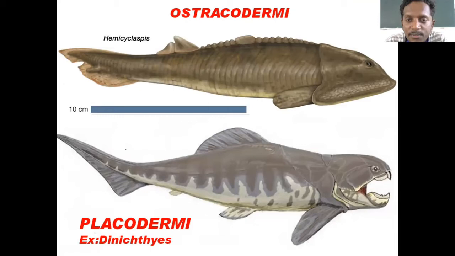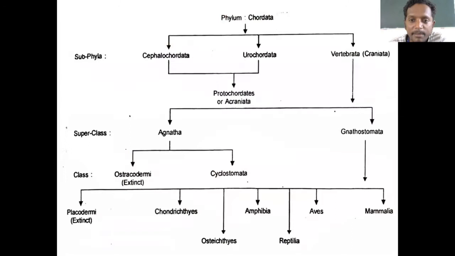So, example, Hemicyclaspis. Okay, this example they will not ask you. I just took the photo to show you how exactly it may look. The external skin has scaly skin, so only they are called ostracodermi.